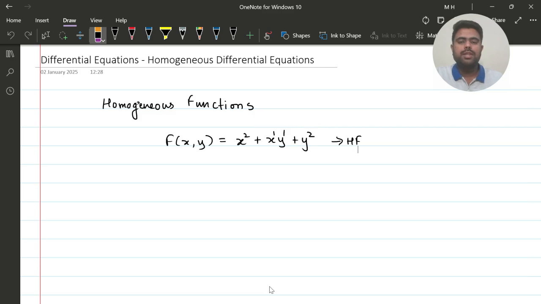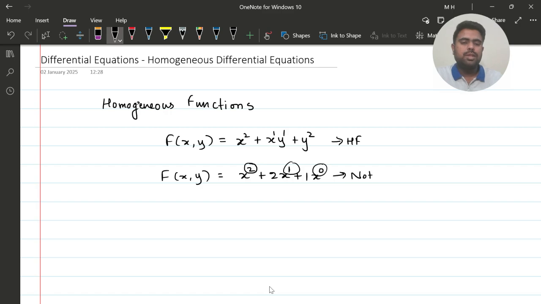What is a homogeneous function then? A homogeneous function is a function in which the sum of the powers of each term is the same. Another example: let's say f of x comma y is equal to x square plus 2x plus 1. Here the power of the variable is 2, here the power is 1, here it is x raised to 0, so there is no homogeneity. Therefore it is not a homogeneous function.